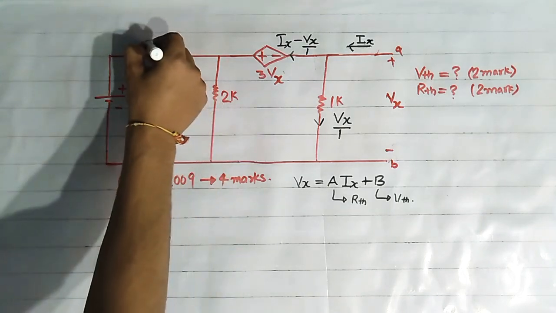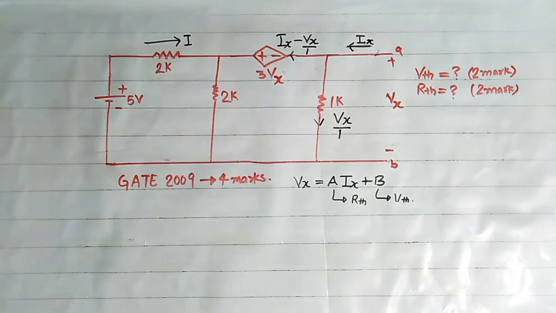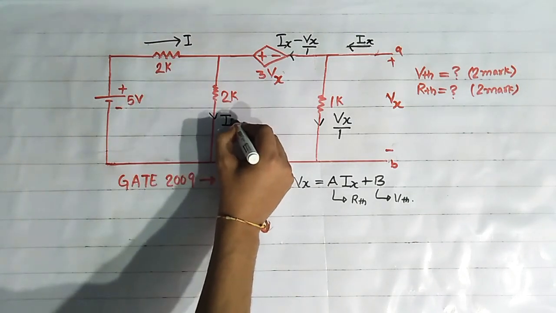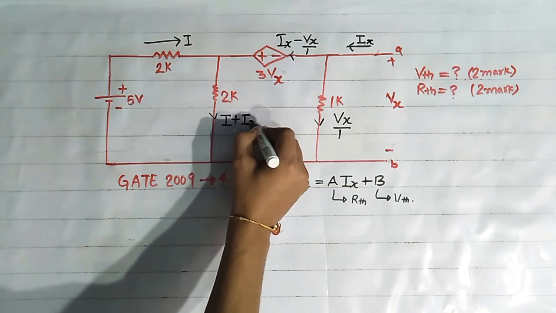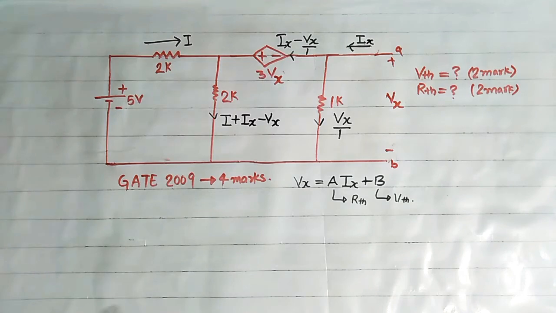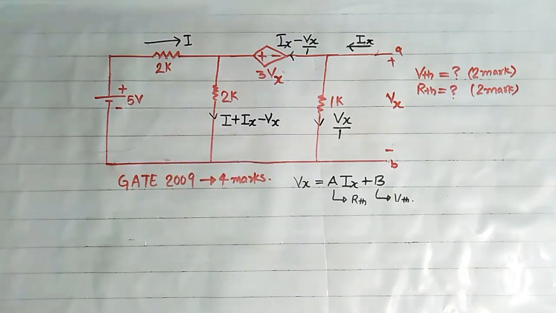Now suppose the current here is I. Now what is the current in this branch? That is simply equal to I plus Ix minus Vx. Now we have completed the current distribution in every branch of this circuit. Now we simply apply the KVL equation.